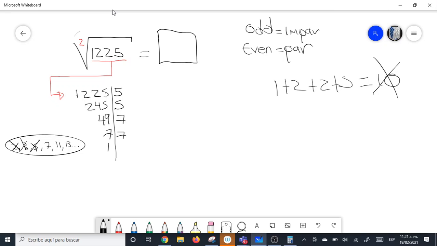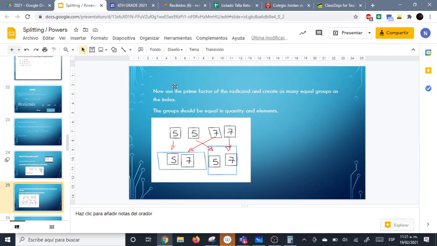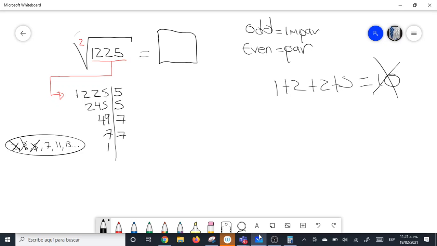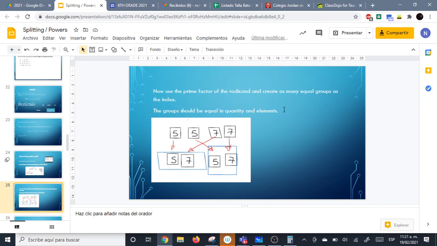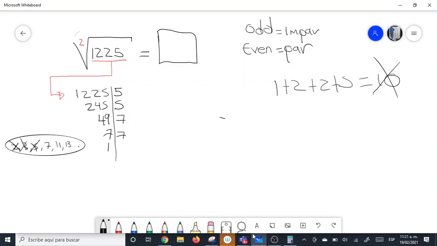What to do after this? After we do the prime factorization, we have to use the prime factors, the numbers that we found, in this case 5, 5, 7, 7, to create as many equal groups as in the index. What does it mean? We have to group the numbers 5, 5, 7, 7. Remember, they come from here.